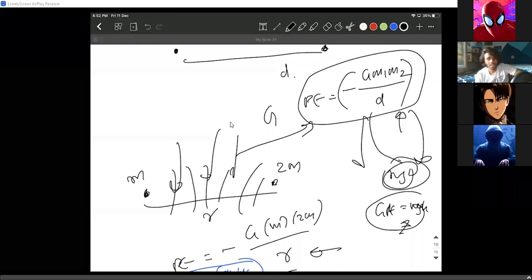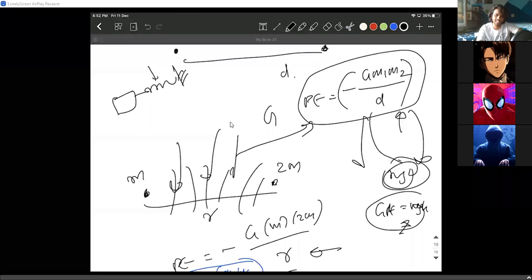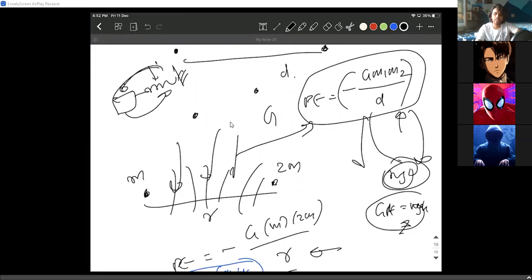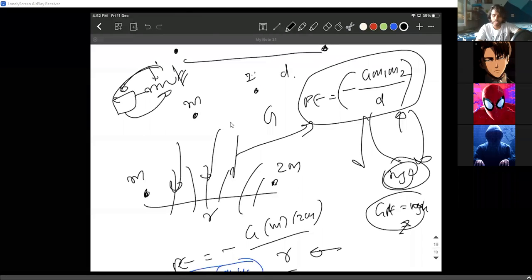No, that is a spring block system. In a spring block system, it is stored in the spring, then it goes to the block, then stores in the spring again, and then the block. Here in this problem, it's a gravitational potential energy. It doesn't store in a mass or in a spring. It stores in the space itself. Okay, sir. Okay. Yeah.